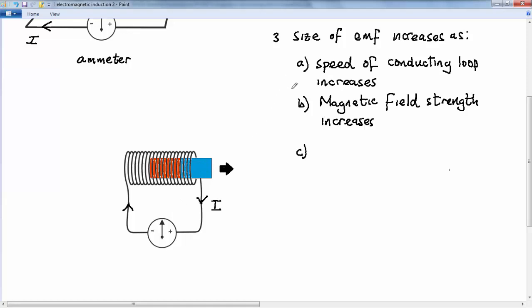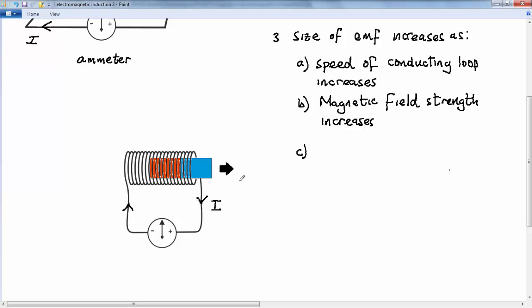Now again, just applying these rules to the solenoid, we can say that the size of the current that's generated in this loop again depends on, A, the speed of the magnet entering in and out of the solenoid, and B, on the strength of the magnetic field. So the faster the magnet moves, the greater the current. The stronger the magnetic field, the greater the current generated in the solenoid.